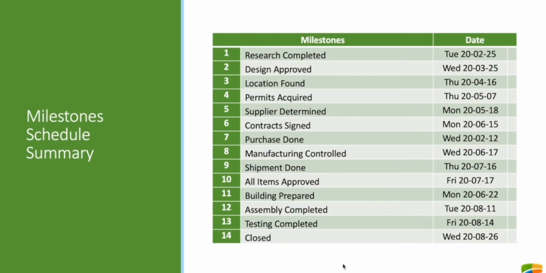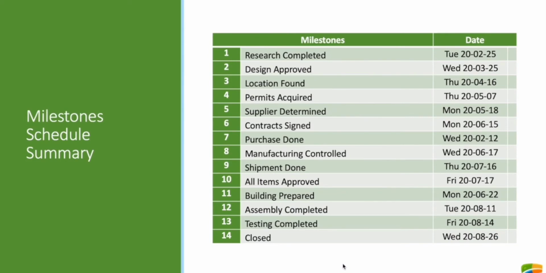Milestones at intermediate points are significant in this project, so that each of these phases can be properly verified to assess whether the goals and deadlines defined by the main stakeholders have been met. For this project, we defined 14 steps: research completed, design approved, location found, permits acquired, supply determined, contract signed, purchase done, manufacturing controlled, shipment done, all items approved, building prepared, assembly completed, testing completed, and closed. This is our milestone schedule.